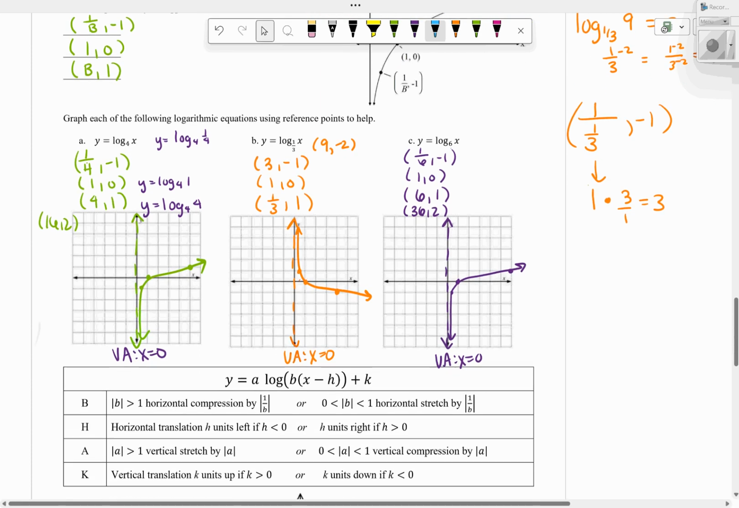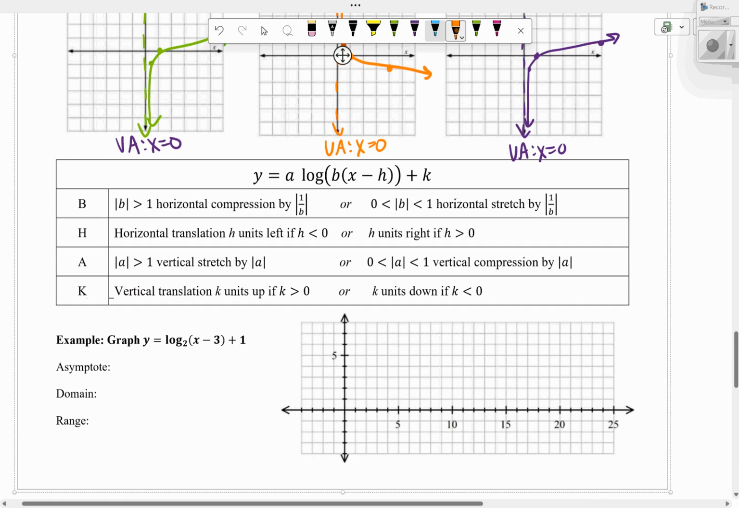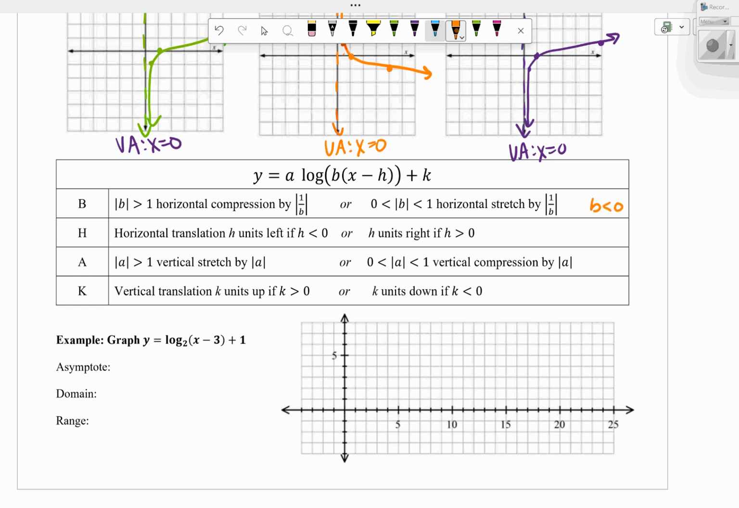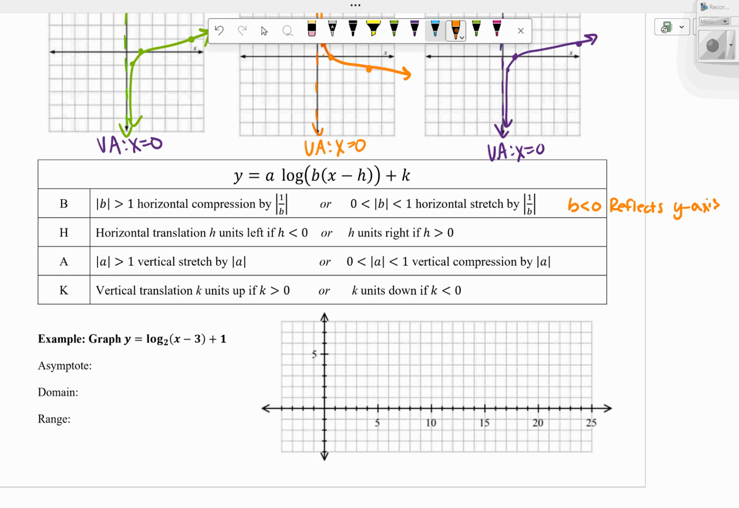So that's graphing using those 3 points. Then the next part, we have y equals a log of b times x minus h, plus k. For the transformations we've talked about before, we know that if the absolute value of b is greater than 1, it's a horizontal compression by 1 over b. If it's between 0 and 1, it's a horizontal stretch. And I forgot to write on here, but of course, if b is less than 0, then it reflects across the y-axis. And then h moves it left or right, which changes your vertical asymptote.